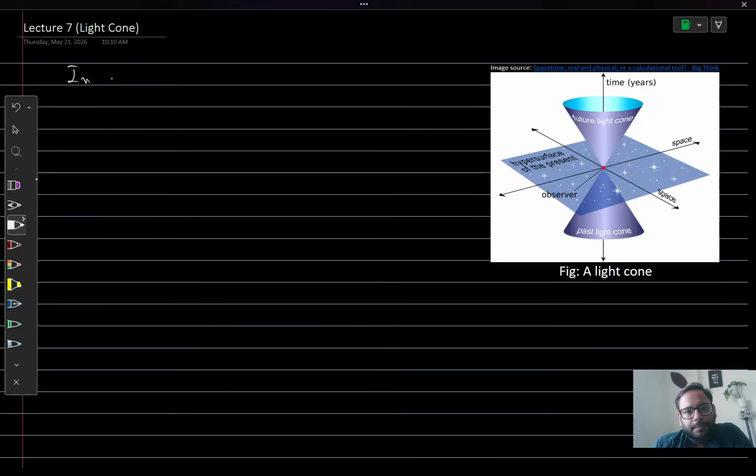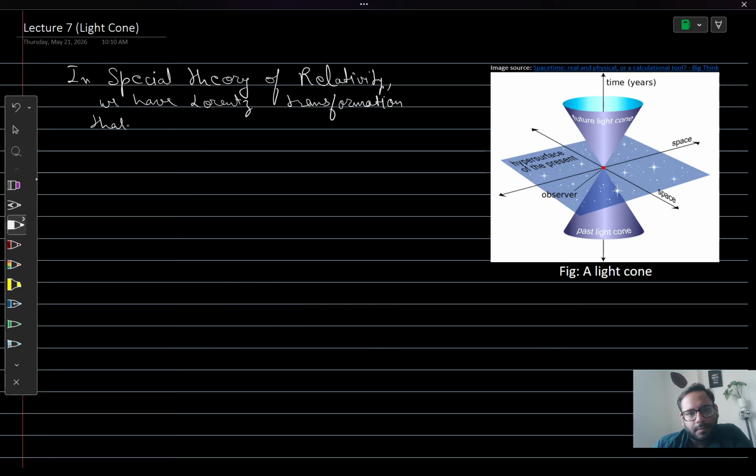So in special theory of relativity, we have Lorentz transformations that transform our coordinates from one inertial frame to another. Okay, you got it.